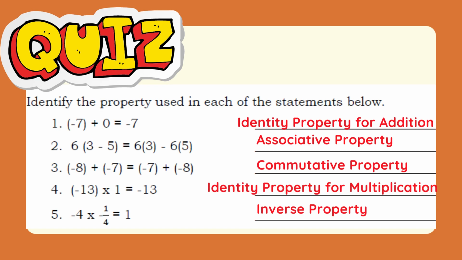For number 1, the answer is identity property for addition because we have 0, the identity element for addition. For number 2, as you can see, that is distributive property. Number 3, we have commutative property. And number 4, we have identity property for multiplication. And number 5, we have the inverse property.